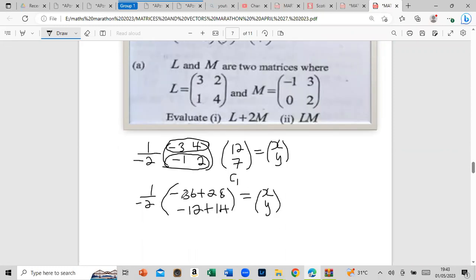So this will be -36 plus 28. What's the result for that? -36 plus 28. Anyone? -8. -8, right? And then -12 plus 14 will give us +2.